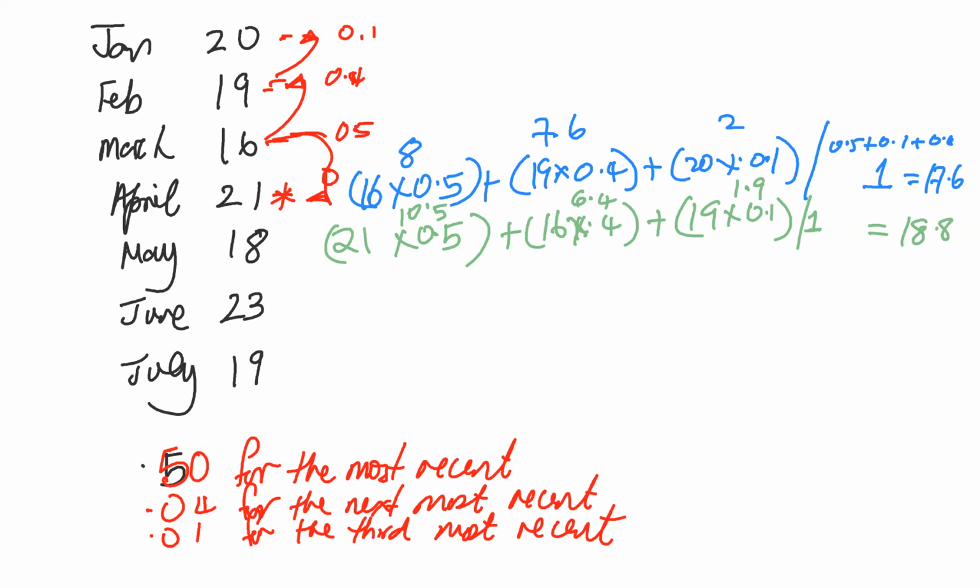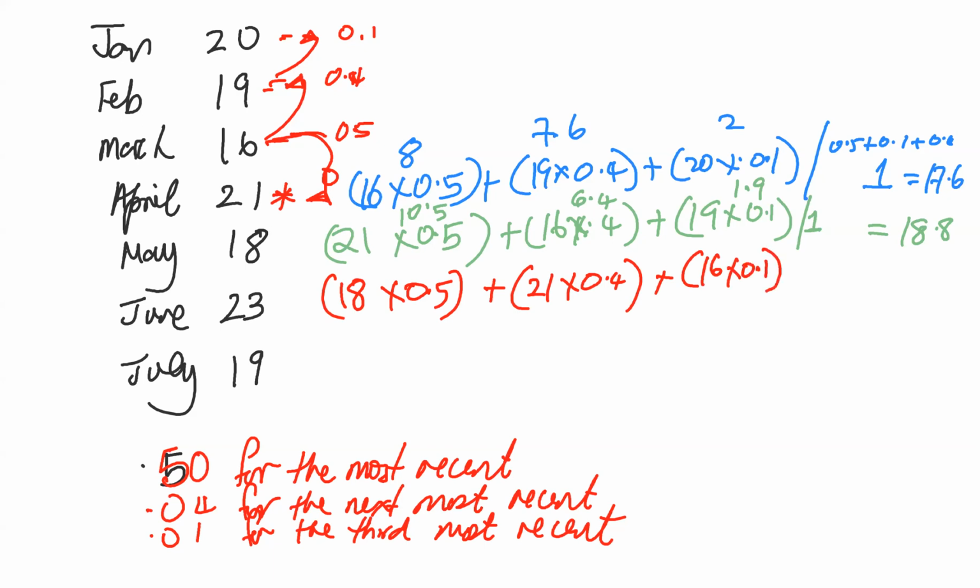And so for June, the 3 immediate past data points would be 18 times your 0.5, plus the next past would be 21 times 0.4, next past, 16 times 0.1. And again, you're an expert now, so you know what to do. 18 times 0.5 gives you 9. And then you have 21 times 0.4, that gives you 8.4. And then you have 16 times 0.1, that gives you 1.6. And of course, you're going to divide by the sum of the weights, again, which is 1. So it's 9 plus 8.4 plus 1.6 equals 19, divided by 1, which is 19.